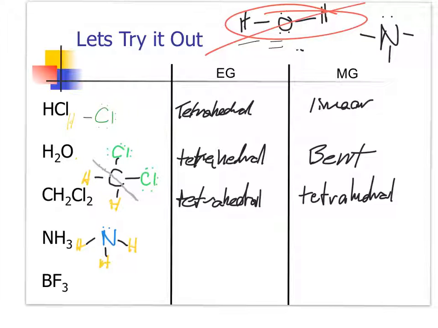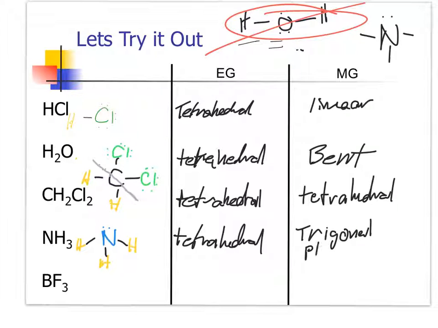Here we again have 4 regions, each of the bonding ones and the non-bonding pair on top. And there we have a tetrahedral. Again, it's the same thing all the time. However, the molecular geometry is different. We only have 3 bonding, 1 non-bonding region. And that ends up being trigonal pyramidal.